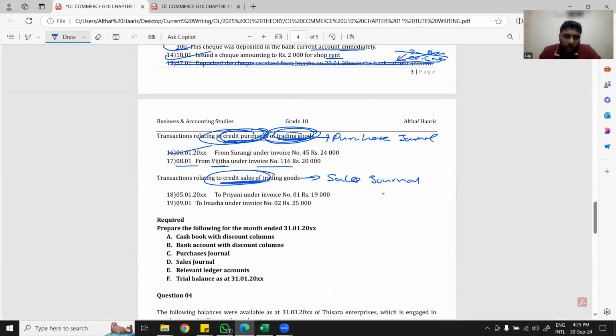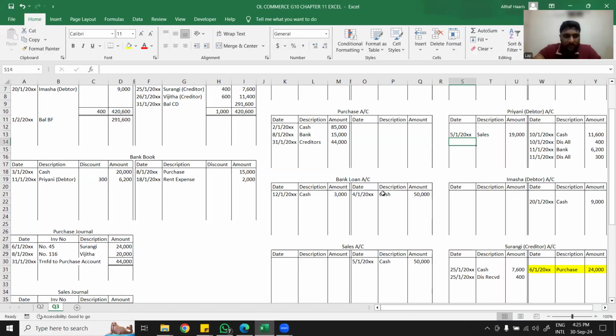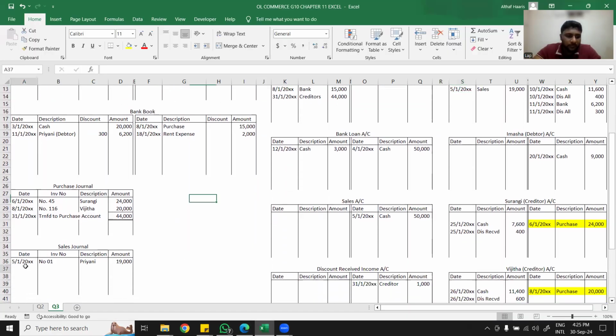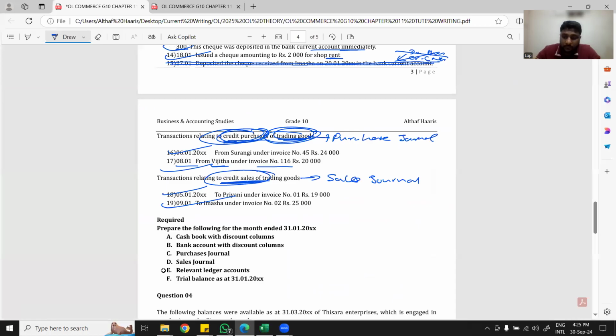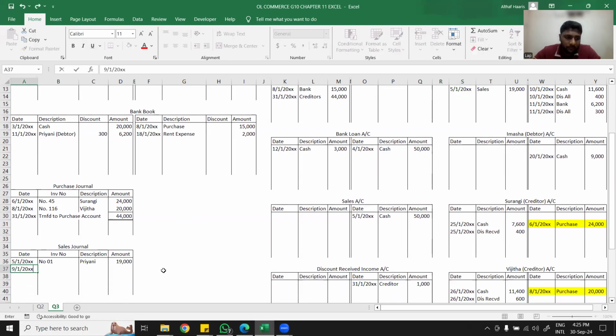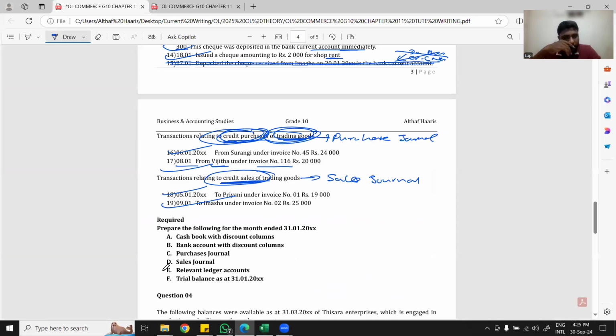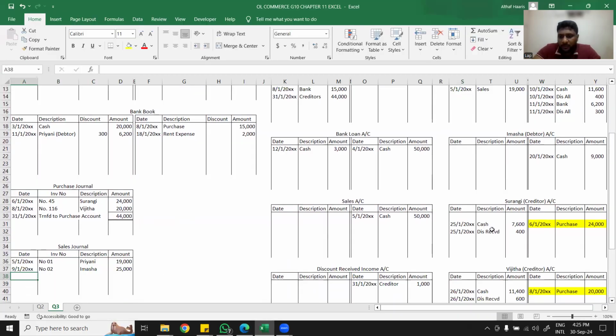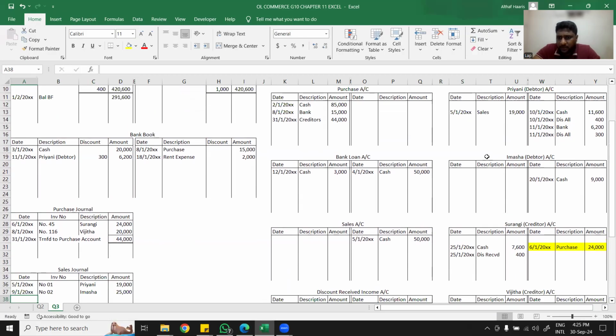Then sold to Imasha 25,000. It's the date 9. Imasha, 25,000.